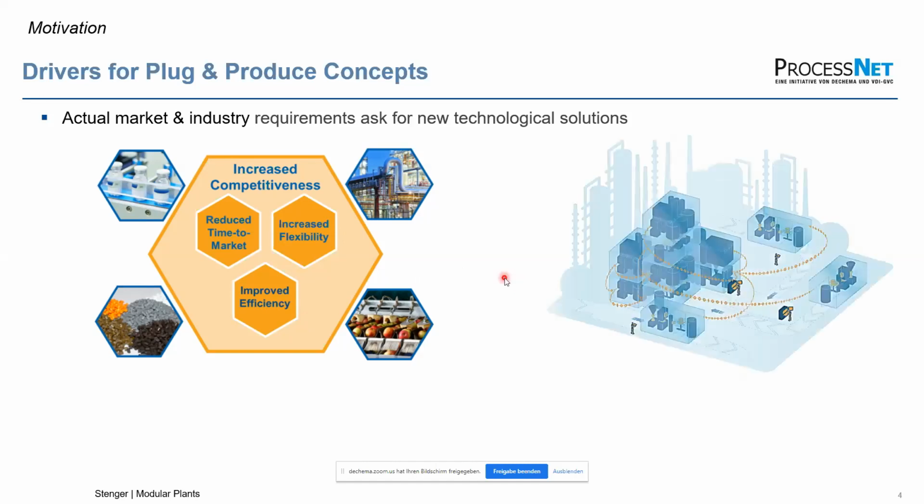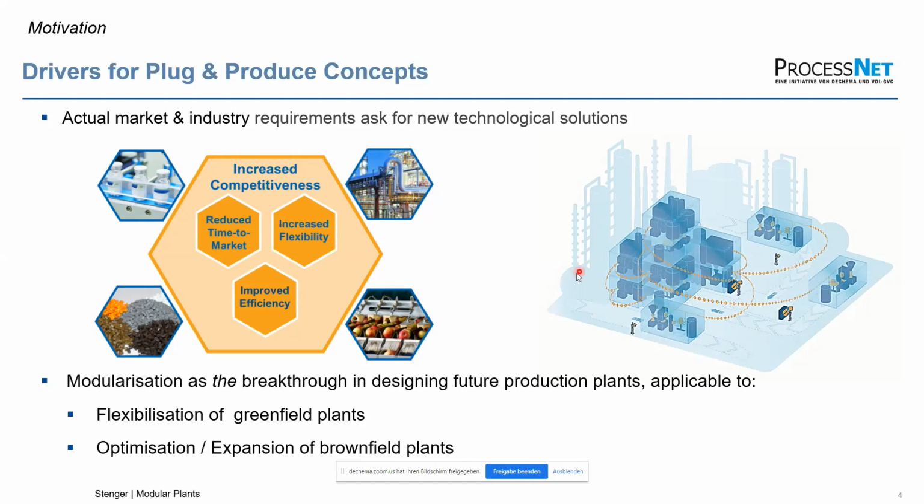And solution that we think that can help is modularization on one hand and standardization on the other hand, and that could pave the way to kind of a new plant technology, a modular plant technology that use different process units in a flexible way that connects the units via standardized interfaces. So really the idea is to make modularization as the breakthrough in designing future production plants that needs to be applicable not only to new and greenfield plants, but also to optimize existing brownfield plants.